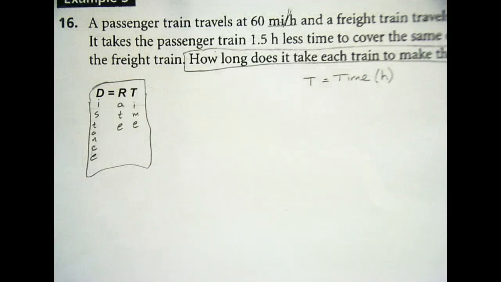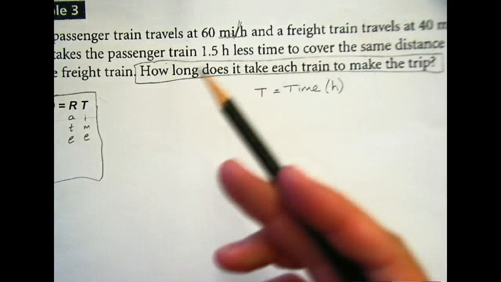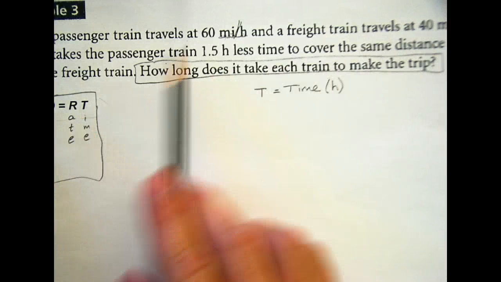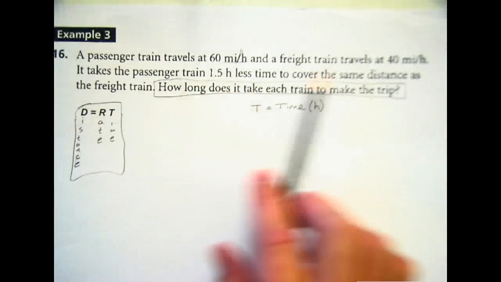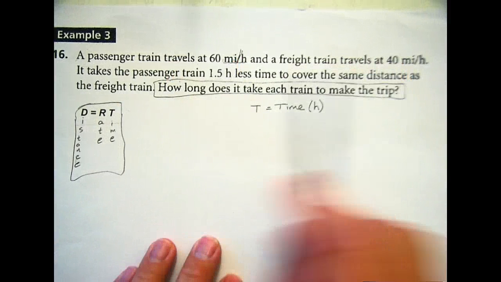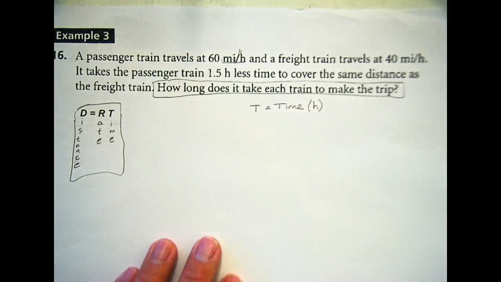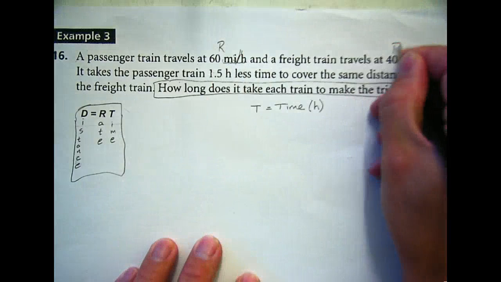All right. Distance equals rate times time. You guys use this formula all the time. You just don't know you use it. So in this case, a passenger train travels 60 miles per hour and the freight train travels 40 miles per hour. So they're telling us what? Is that a distance, a rate, or a time? Rate. This is a rate, and this is a rate. Well, we have two rates.